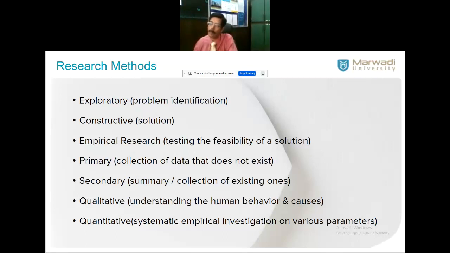Constructive. Take a problem. Once you identify a problem, you consider it, I want to solve this issue. Then you give a constructive solution for that. This is another type of research.